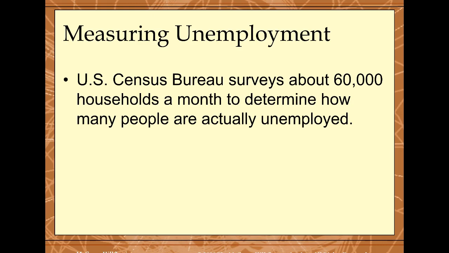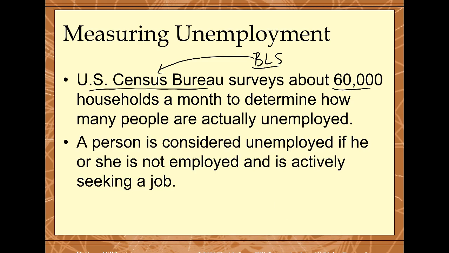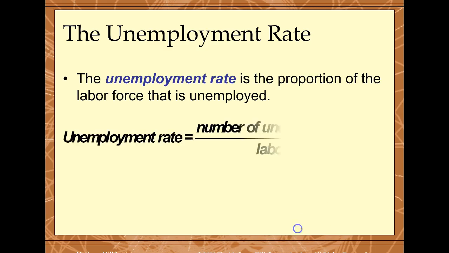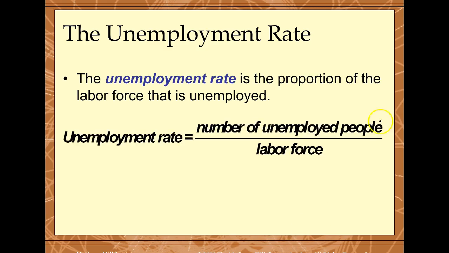Now, keep in mind, the Bureau of Labor Statistics publishes the unemployment rate, but it uses the Census Bureau's survey of about 60,000 households to determine how many people are actually employed. They do this every month. A person is considered unemployed if he or she is not employed and is still actively seeking a job. So the unemployment rate, like I said before, is the number of unemployed people divided by the labor force.